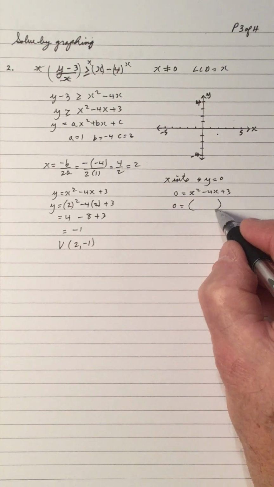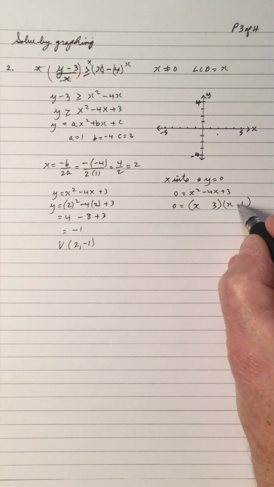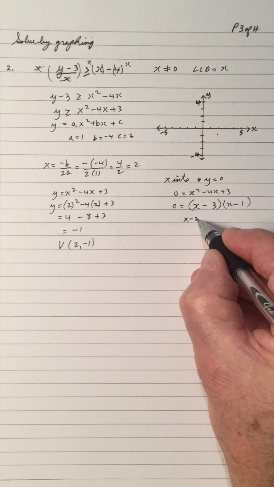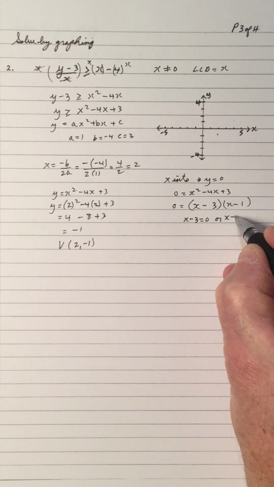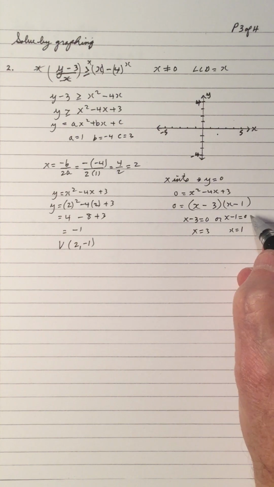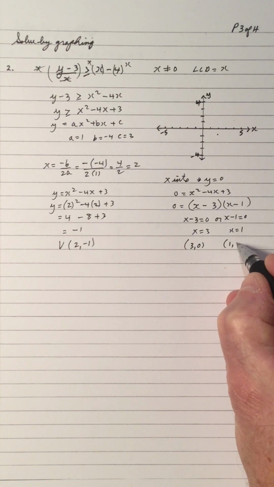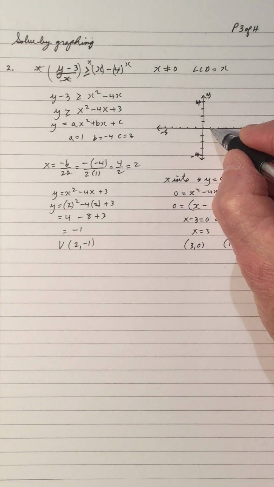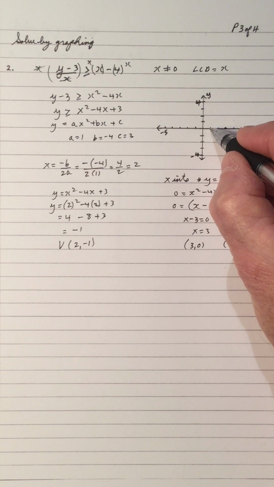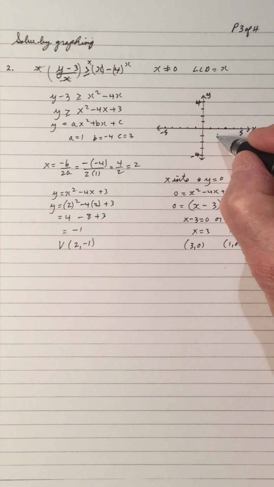And this is factorable. Let's see, x squared is x and x. Factors of 3 are 3 and 1. The product is positive, the sum is negative, so it's negative 3, negative 1. So x minus 3 is equal to 0, x minus 1 is equal to 0. x is equal to 3, or x is equal to 1. So the ordered pairs are (3, 0) and (1, 0). Those ordered pairs are (3, 0) right there, and right here (1, 0).